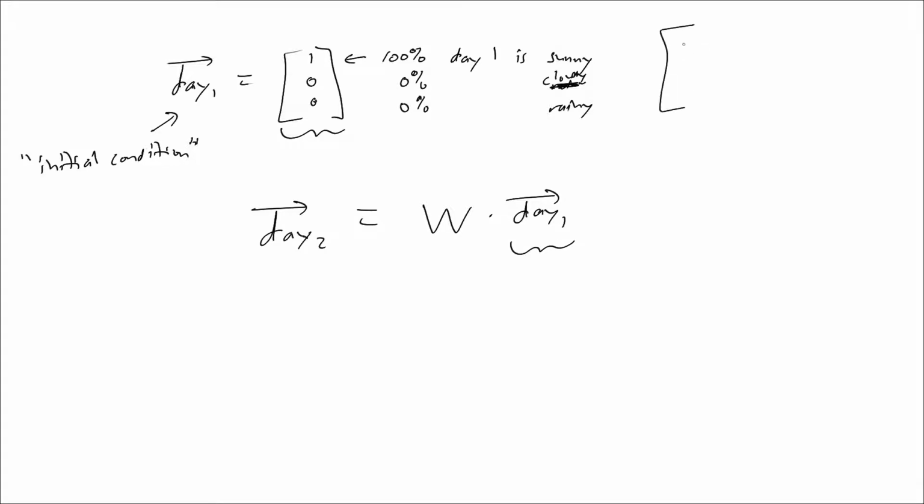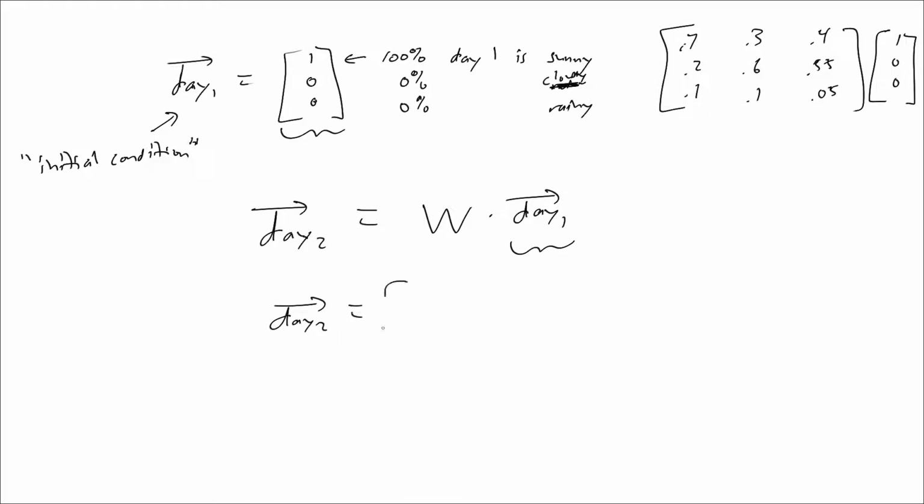So let me put W back up here just so we remember it. It was 0.7, 0.2, 0.1, it was 0.3, 0.6, 0.1, and it was 0.4, 0.55, 0.05. So I think in your head, you could multiply this by 1, 0, 0, and you would realize that day 2 is going to be equal to the vector 0.7, 0.2, 0.1, right? Because that's straightforward. We want one copy of the first column, no copies of the second column, no copies of the third column. Add them all up together, we get 0.7, 0.2, 0.1, okay?